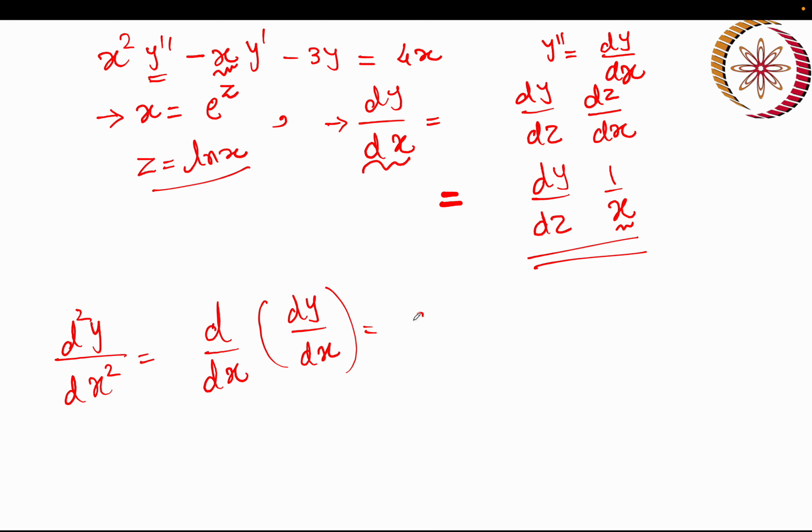So finally what we will get is the double derivative of y with respect to x will be 1 upon x square, in bracket, the second derivative of y with respect to z minus the first derivative of y with respect to z.